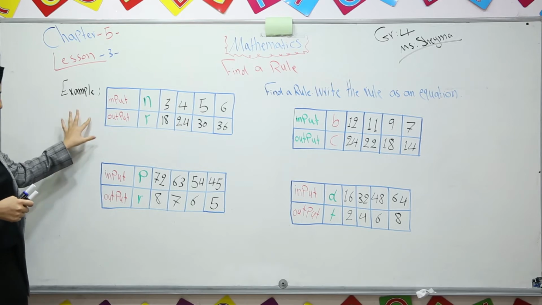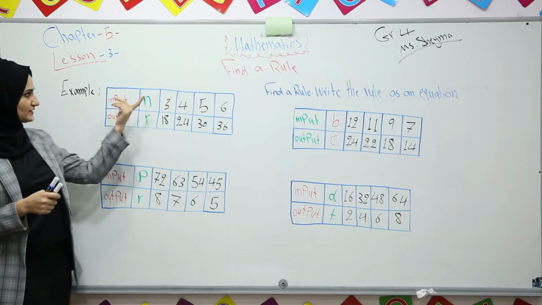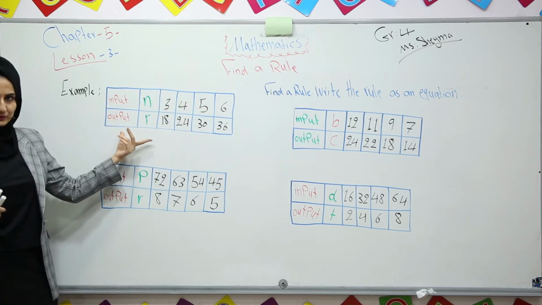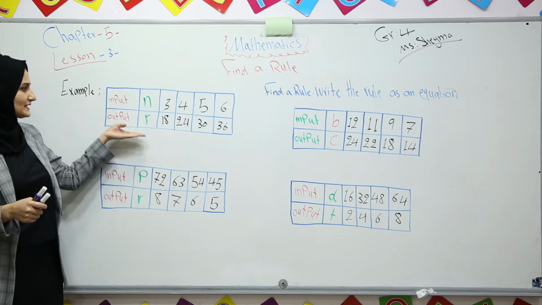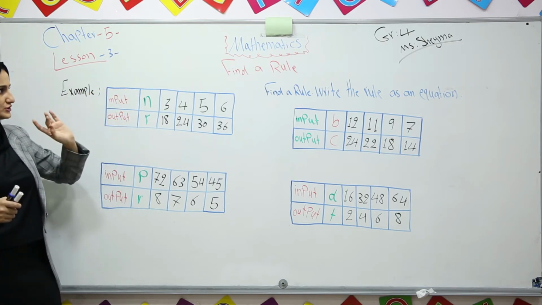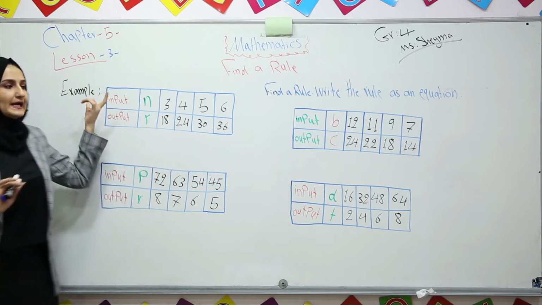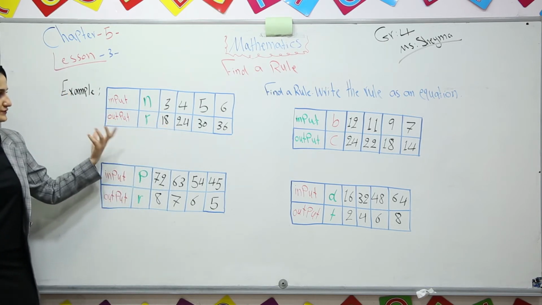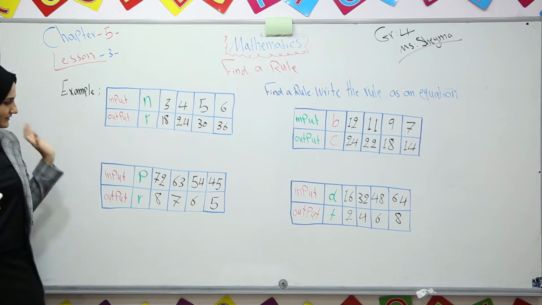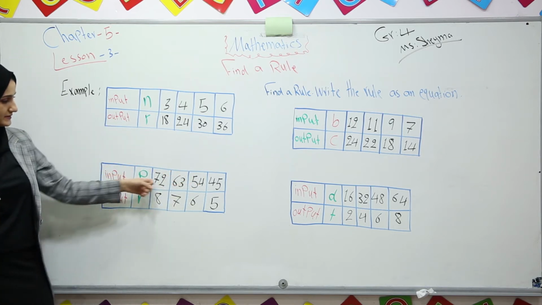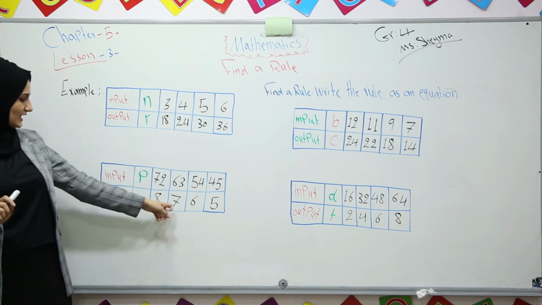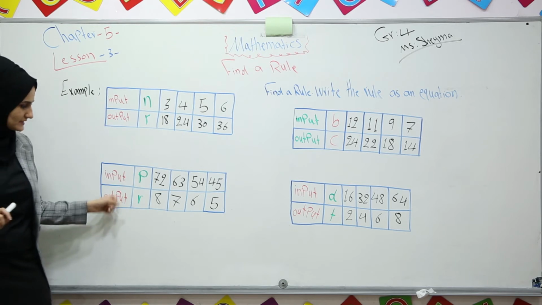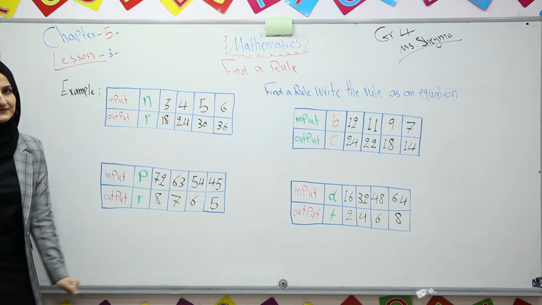First, before we explain this with examples, I wanted to tell you: if input numbers are less than the output numbers, to write an equation we have to use multiply. Next, if the input numbers are greater than the output numbers, to write an equation we have to use division.